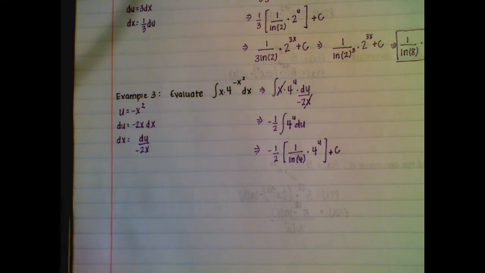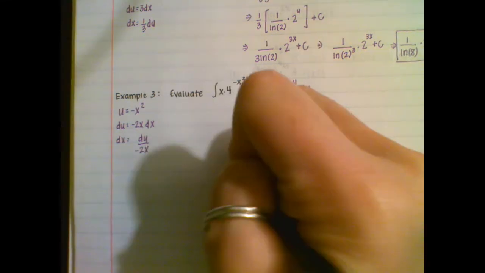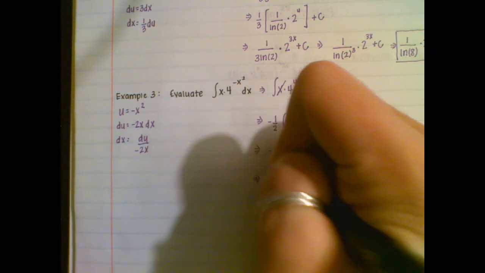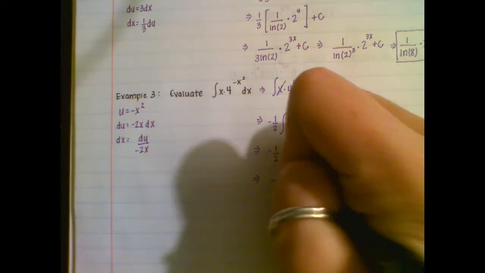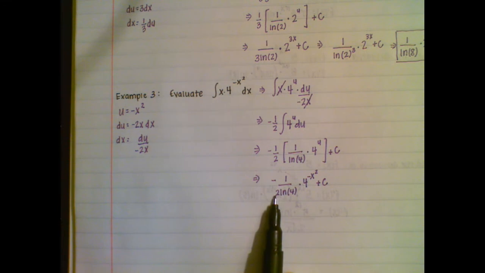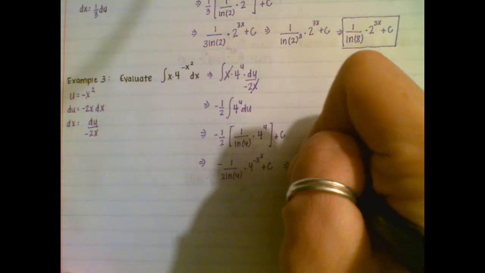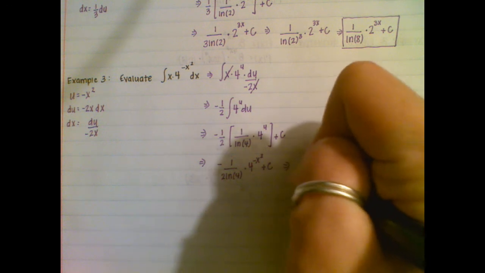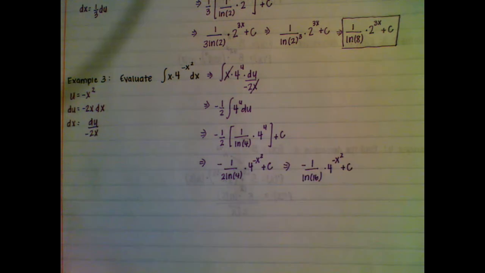And I'm going to do something pretty similar to what I did in the last problem. I'm going to go ahead and multiply those. I'm going to go ahead and substitute back in my u. So it's going to be negative 1 over 2 ln of 4 times 4 to the negative x squared plus c. Bring that up as an exponent. So your denominator is really going to be the natural log of 4 squared. So in one more step, I'll just simplify that to be negative 1 over the natural log of 16 times 4 to the negative x squared, and then plus c.